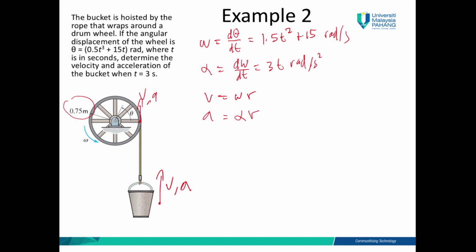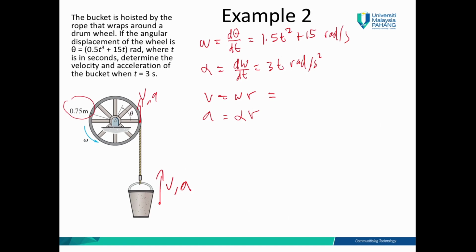The problem now is you don't know the angular velocity and angular acceleration. How do you get it? This given here, you want to find the velocity and acceleration at t equal 3. So what you need to do, you just put the value of 3 inside here, inside the t. Yes.